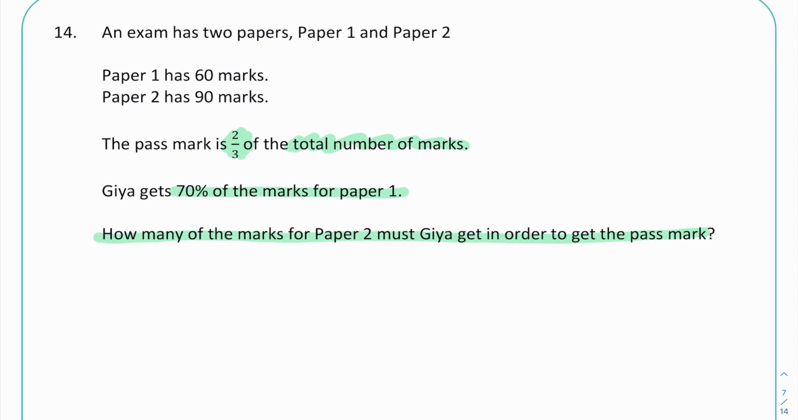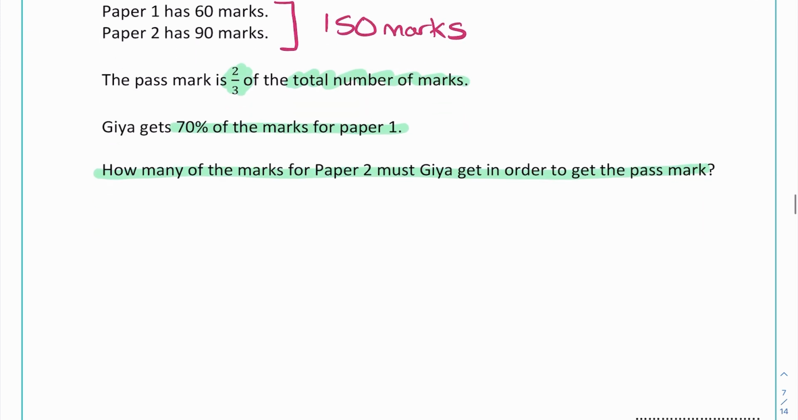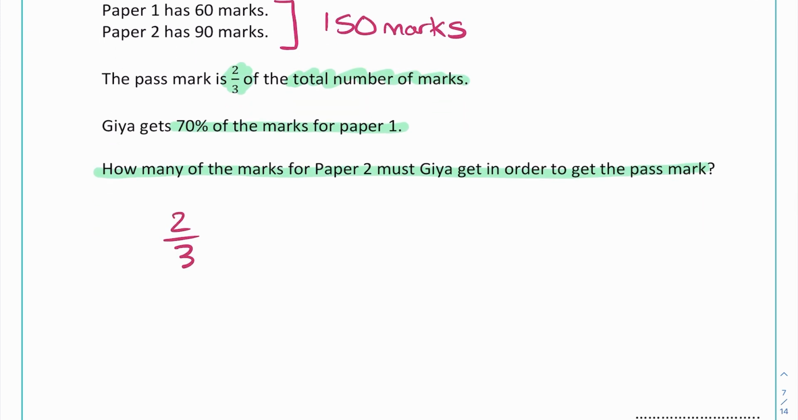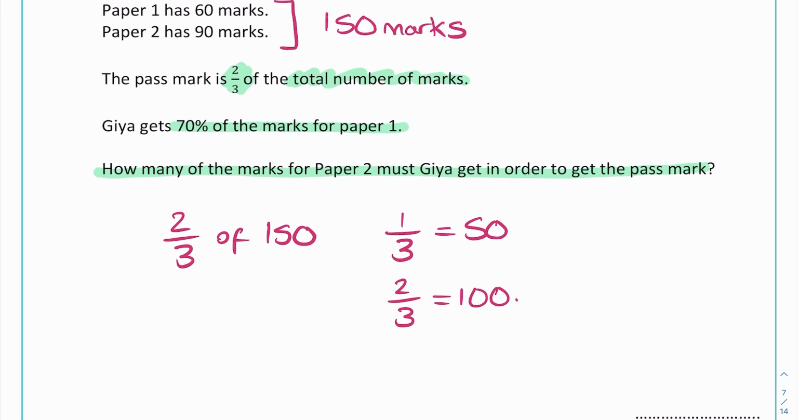So the pass is 2/3 of the total, and the total of these two is going to be 150 marks. 60 plus 90. So we want to work out what 2/3 of that is. So 2/3 of 150. To do that, we first find 1/3, which is just dividing by 3. So 1/3 is going to be 50 marks. 2/3 is going to be double that. So 2/3 is going to be 100 marks. So in order to pass, you're going to need 100 marks.